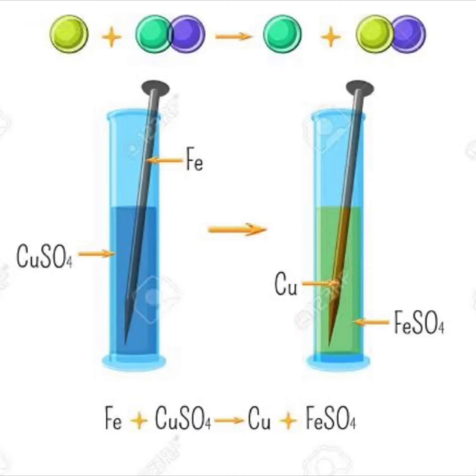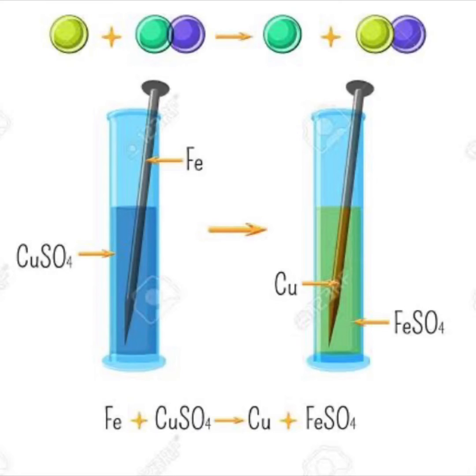Now look at this picture. This picture is depicting the displacement reaction between iron and copper sulfate. When an iron nail is put in the solution of copper sulfate, after a few minutes, the blue color of the solution changes into light green and a brown coating appears on the iron nail. This happens because iron displaces copper from copper sulfate and forms iron sulfate, which is green in color. Copper deposits as brown coating on the iron nail.